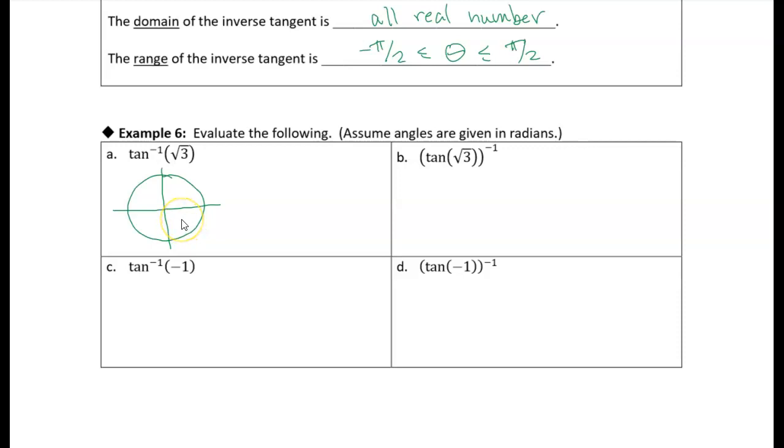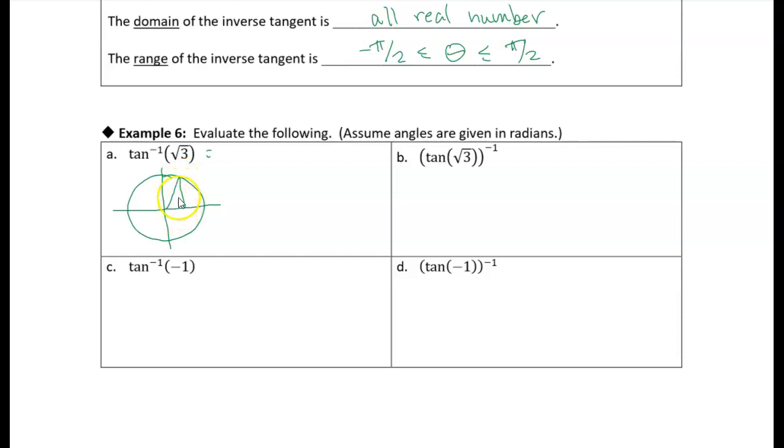Because one of them has a cosine of square root 3 over 2, the other one has a sine of square root 3 over 2. So we have to figure out, okay, which one of those has a tangent of square root 3? This tangent is sine over cosine, so I want the one with the square root 3 in the numerator. Okay, so I'm going to choose this one.